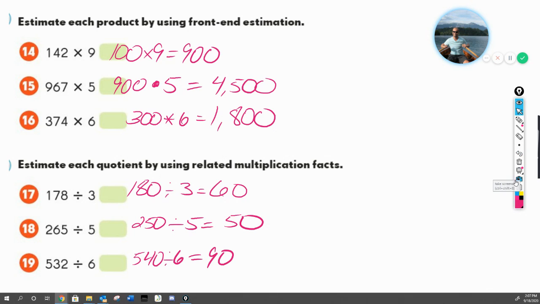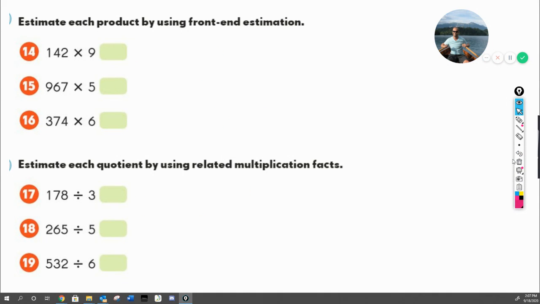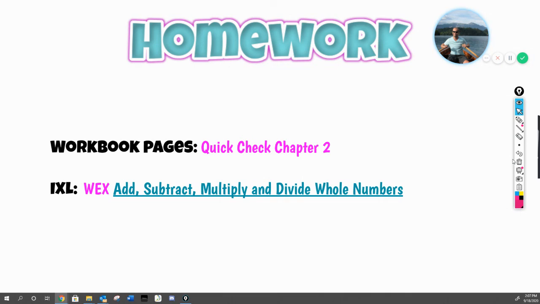All right, let's blast that clear. There we go. I learned my pen tools. Finally!